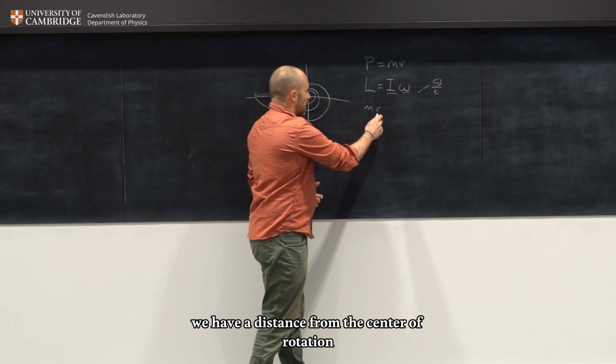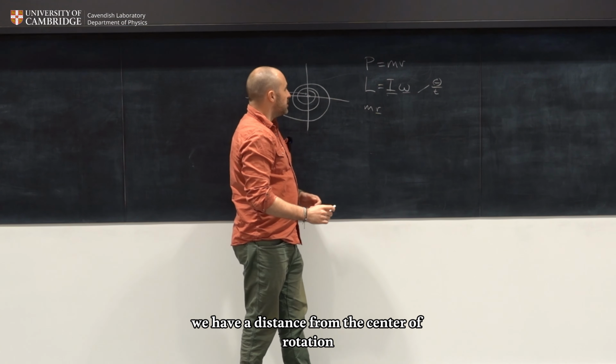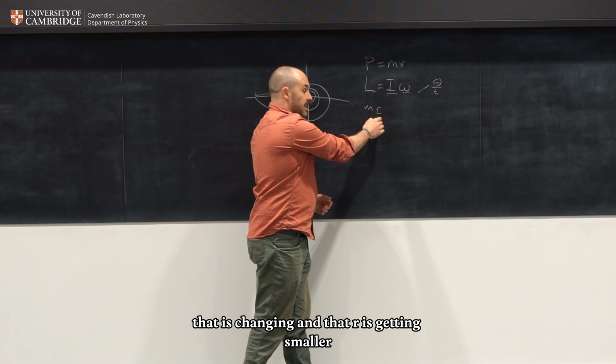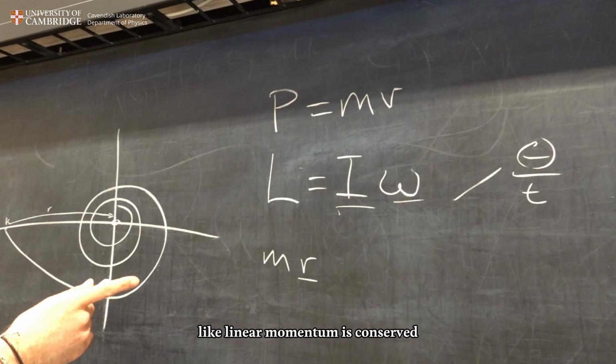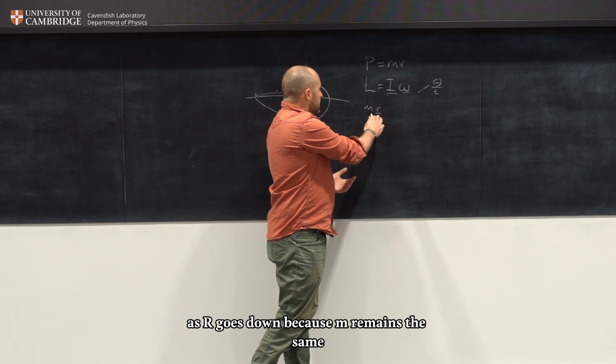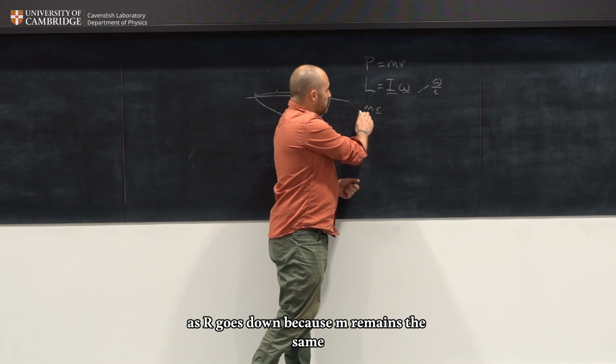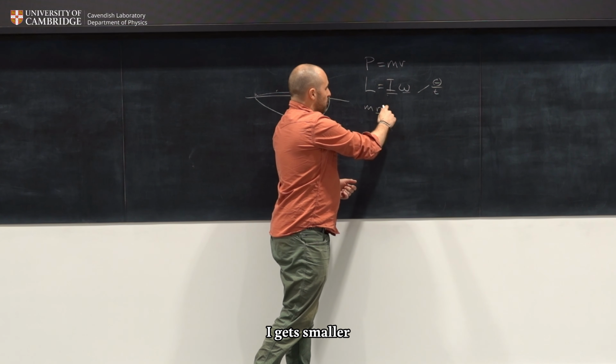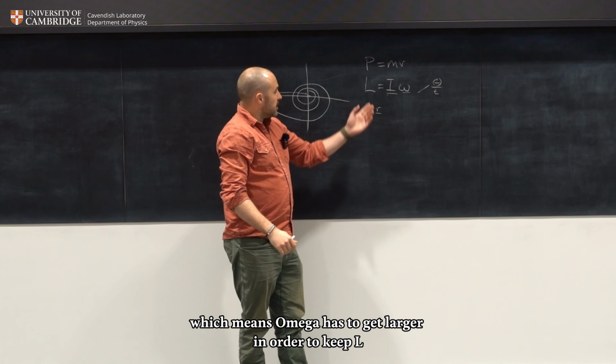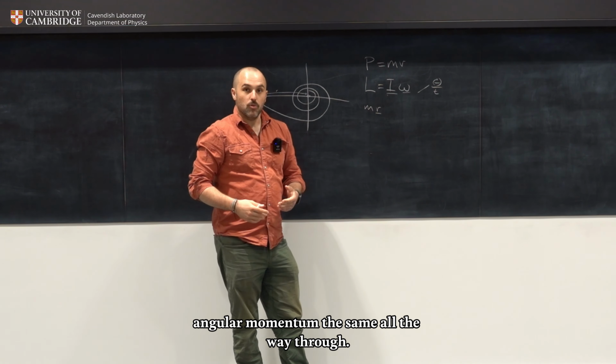And so in this case, we have a distance from the centre of rotation that is changing, and that r is getting smaller. And because angular momentum, like linear momentum, is conserved, as r goes down, because m remains the same, I gets smaller, which means omega has to get larger in order to keep L, our angular momentum, the same all the way through.